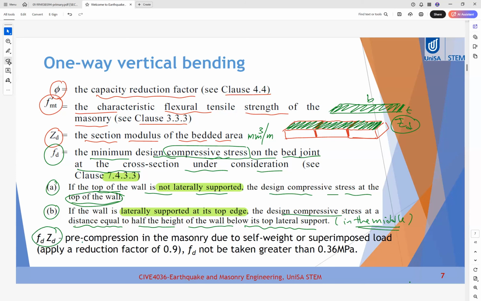FDZD is a pre-compression in the masonry due to its self-weight or superimposed load, and we need to apply a reduction factor of 0.9. FD is not to be taken more than, again, 0.36 MPa. So FD is not taken to be less than 0.36 MPa. And the definition of FDZD is the pre-compression in masonry due to its self-weight.